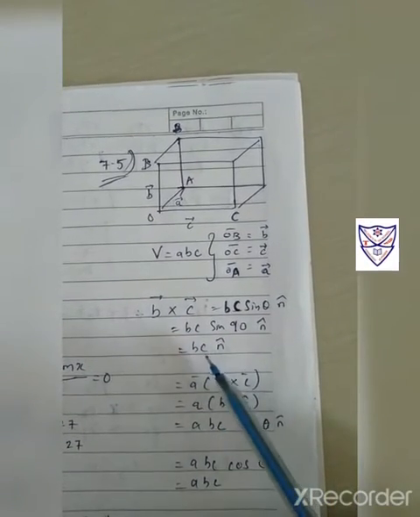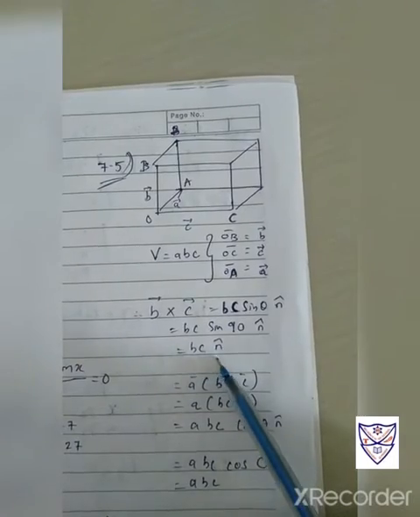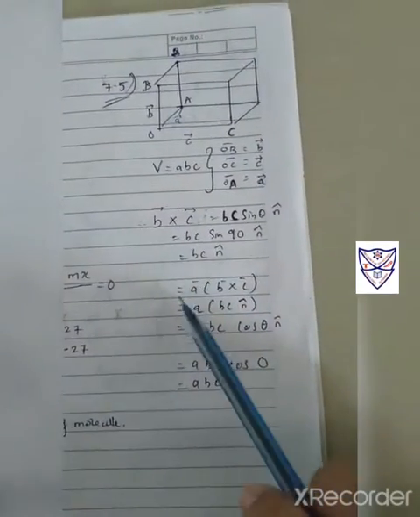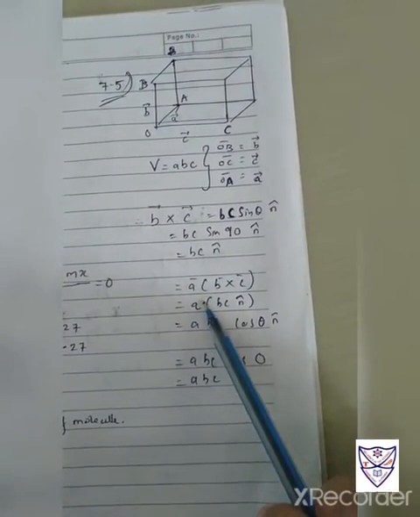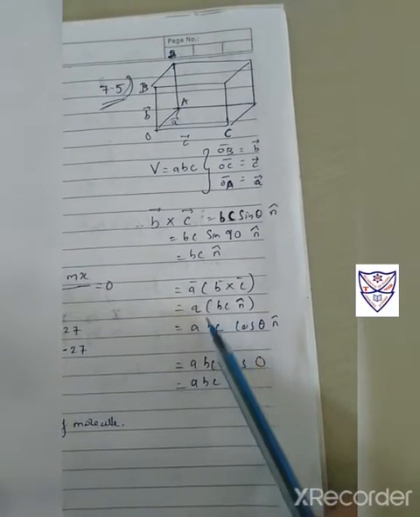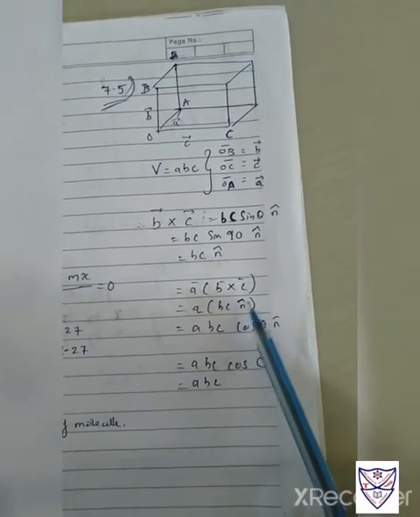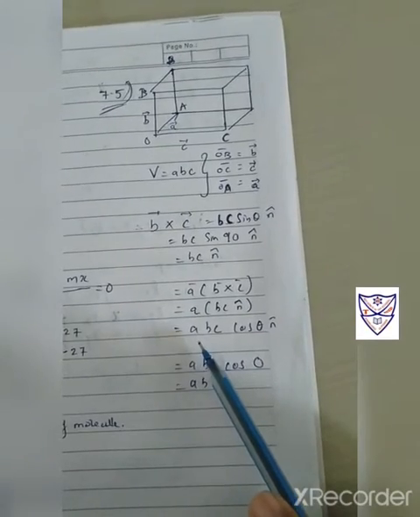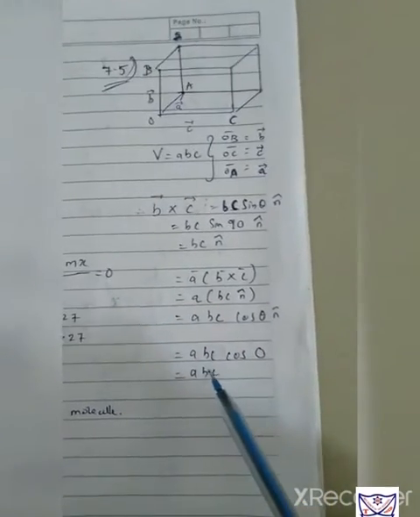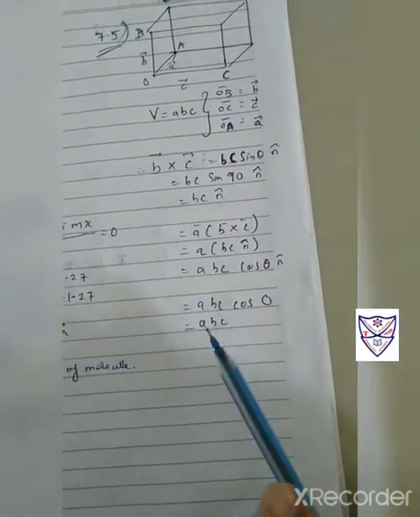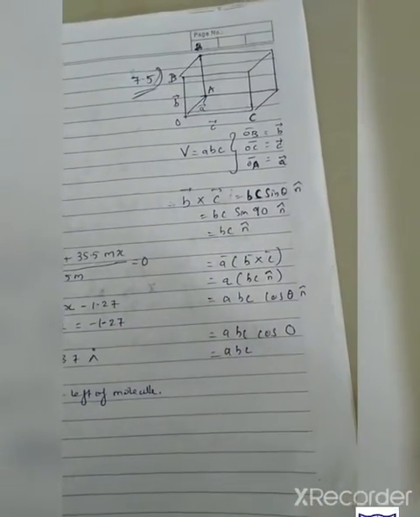Now this will give you the term B cross C, that is BC n vector. Similarly, A dot (B cross C) is equal to A dot BC n vector, the unit vector, and this will give you ABC cos theta, that is ABC cos 0 because it's parallel. It will be equal to ABC. Okay, a simple sum. Now see the next one.